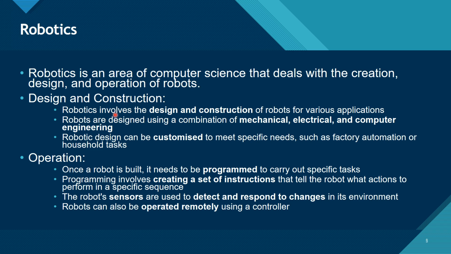In design and construction, robotics involves how we are going to design and construct robots for various applications. Robots are designed using a combination of mechanical, electrical, and computer engineering. And robots can be customized to meet specific needs, such as factory automation or household tasks. So definitely we are not using the same type of robot for both purposes.